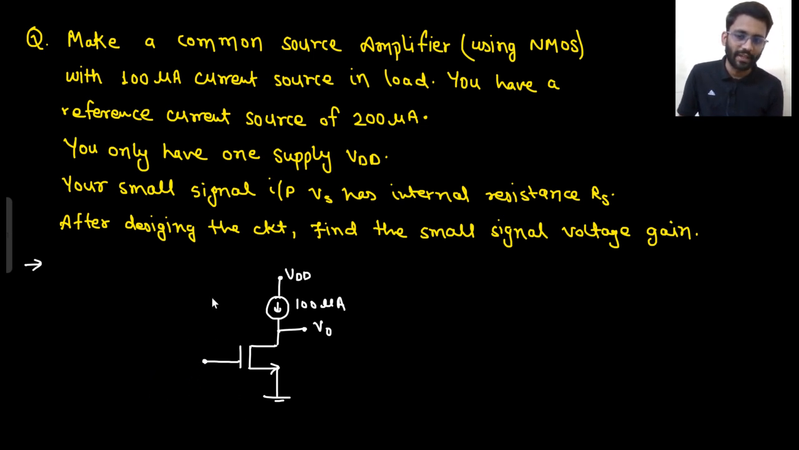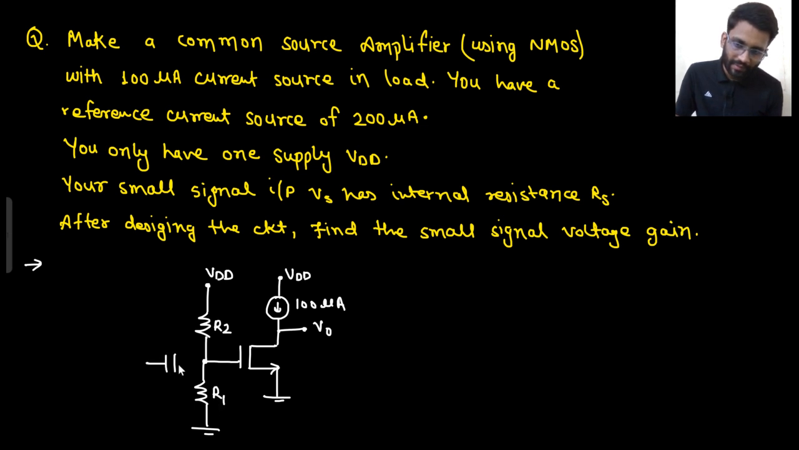So if there is only one supply, how do you bias it? We have already seen it, right, in MOSFET amplifier. This is how we bias it. You have only one supply, that is VDD, R2, R1, and here I will apply my small signal input, that is my Vin. What else they are saying? Your small signal input Vs has an internal resistance Rs. So this my small signal input is something like this. It is having Vs and it is having Rs.